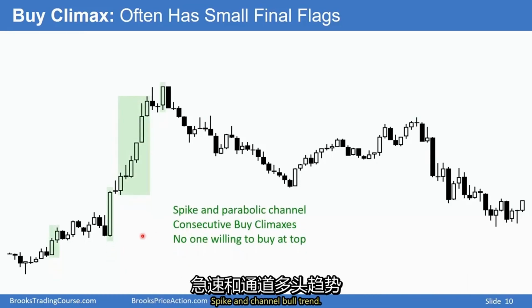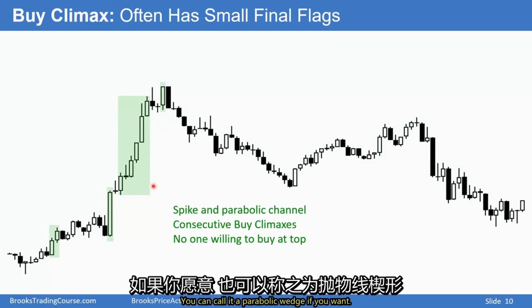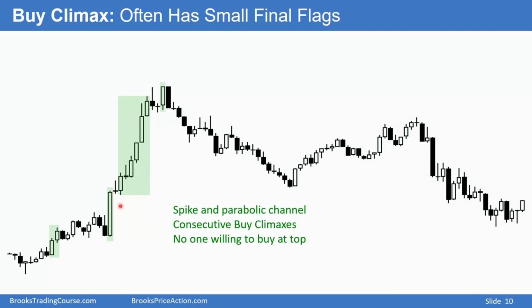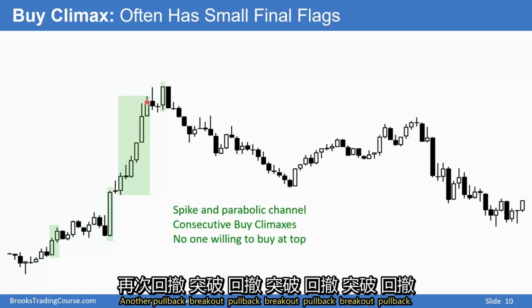Spike and channel bull trend. So spike, pullback, parabolic channel. You can call it a parabolic wedge if you want. First push up here, pullback. Second push here, pullback. Maybe third push here, pullback. Another pullback, breakout, pullback, breakout, pullback, breakout, pullback.